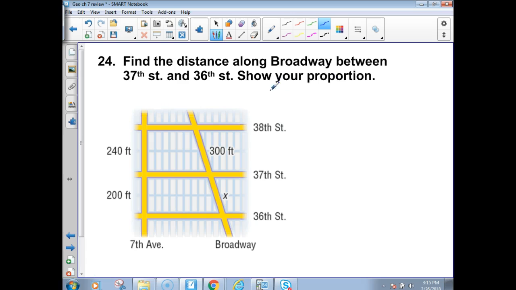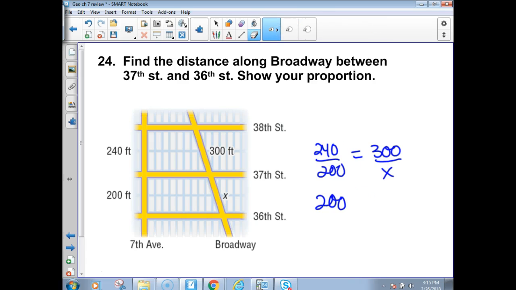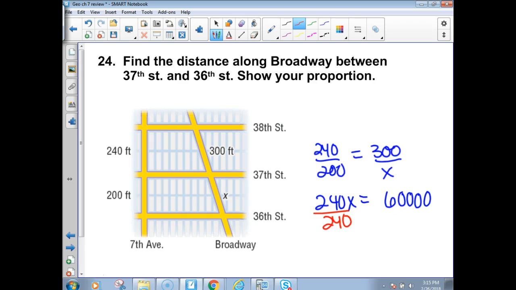All right, now you have to have a proportion to find x. Oh, this one's just parallel lines cut by 2 or more transversals, cut off proportional parts. 240 is to 200 as 300 is to x. So 240x equals 60,000. I have to divide by 240. How much is it? 250 even? Alrighty, 250 feet.